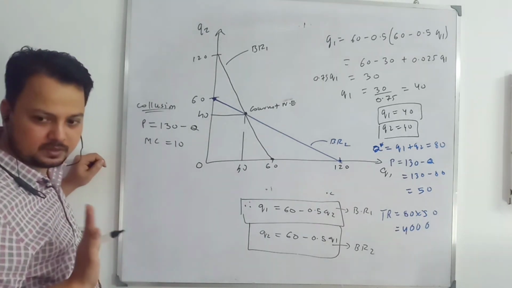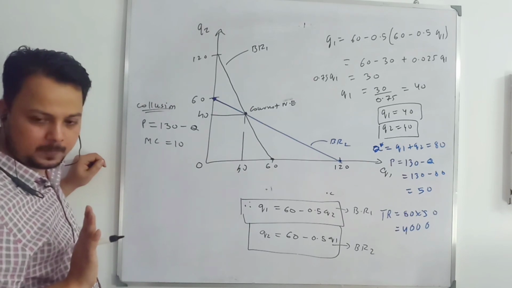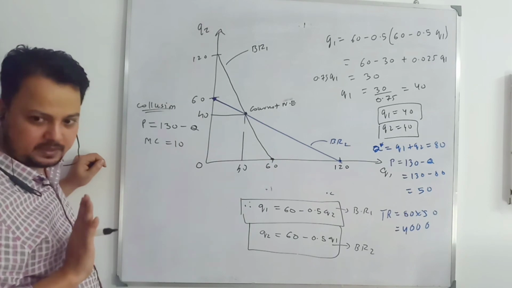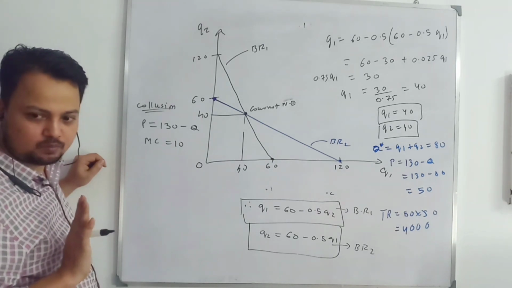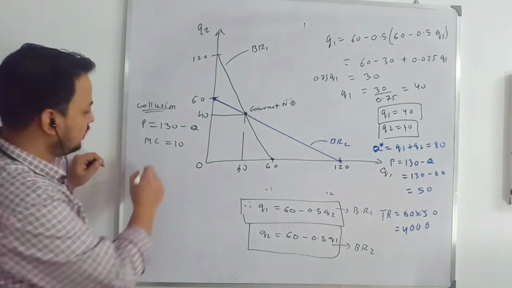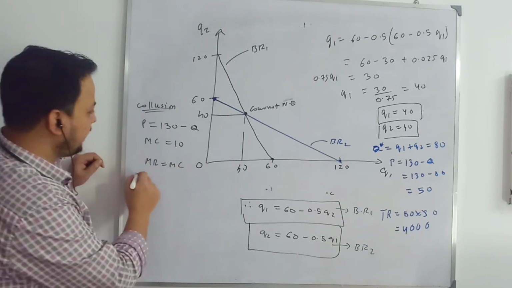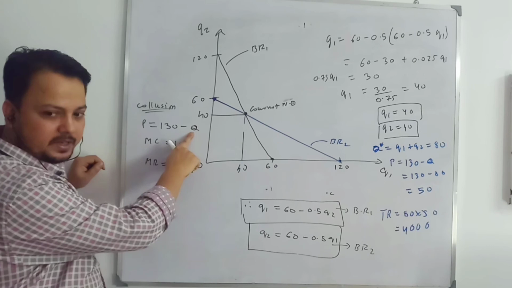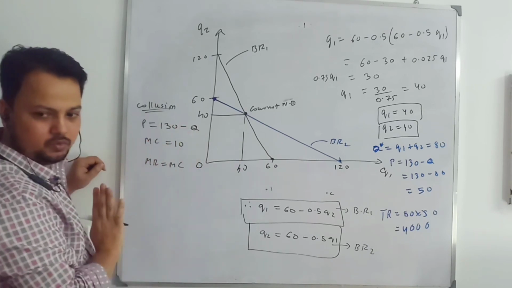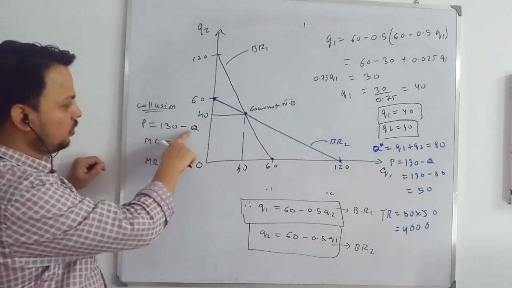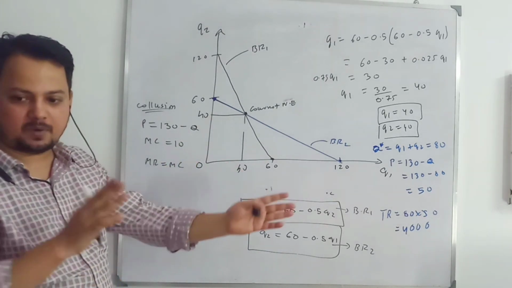So what will be the profit maximization condition? MR equal to MC? Yes or no? MR equal to MC will be the condition, right? Profit maximization, MR equal to MC. What will be MR? Because both firms are deciding to produce together, I am just taking Q. Both firms will produce output Q together and divide it in half.